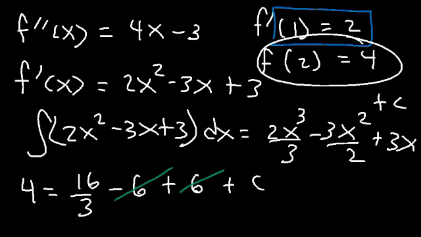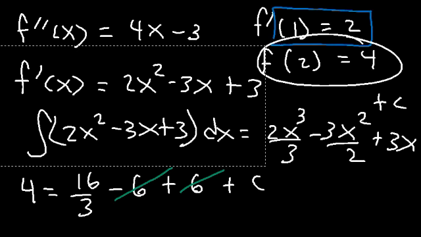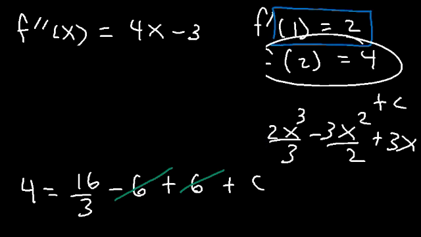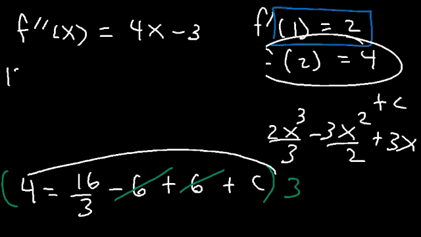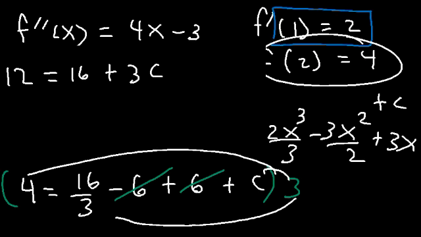And at this point, let's go ahead and multiply everything by 3, just to get rid of the fraction. 4 times 3 is 12. 3 times 16 over 3 is just 16. And then 3 times c. So negative 4 is equal to 3c. So c is negative 4 over 3.